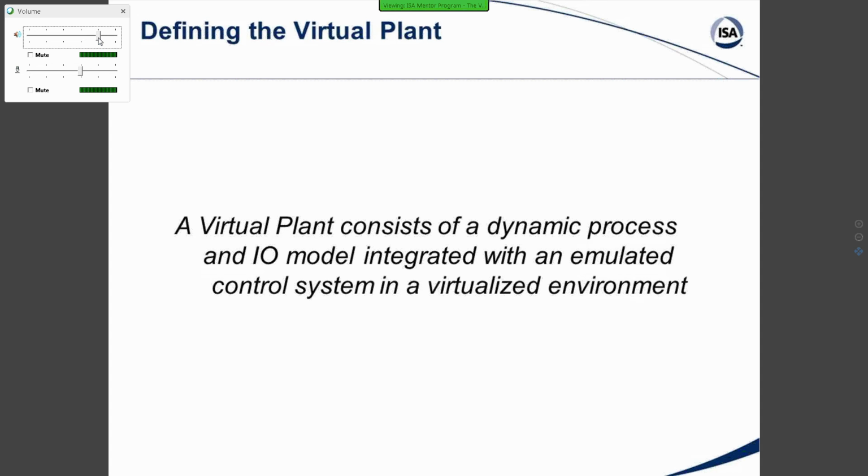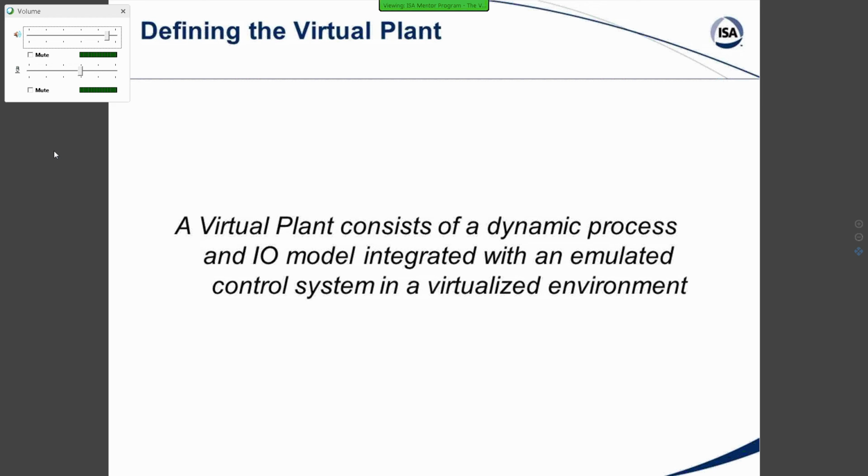So before we go any further, we should probably define what is the virtual plant. If I were just to read this and say a virtual plant consists of a dynamic process and I/O model integrated with an emulated control system in a virtualized environment, that might mean something to some people, but to others that's kind of vague and nebulous. So we'll go through it piece by piece.